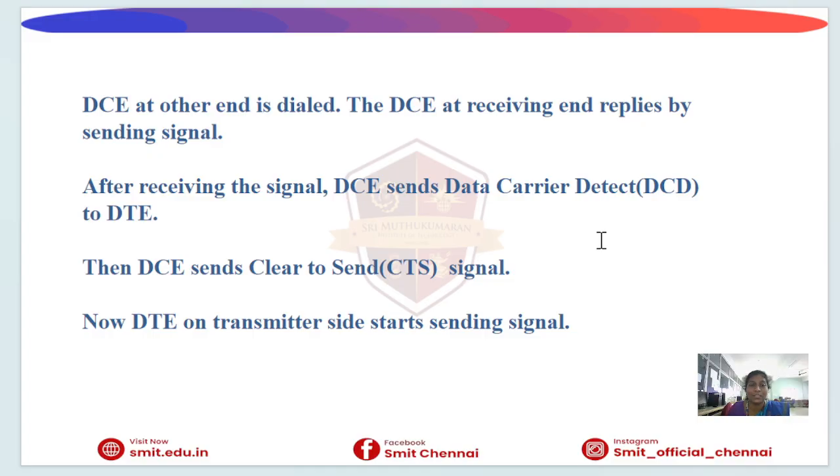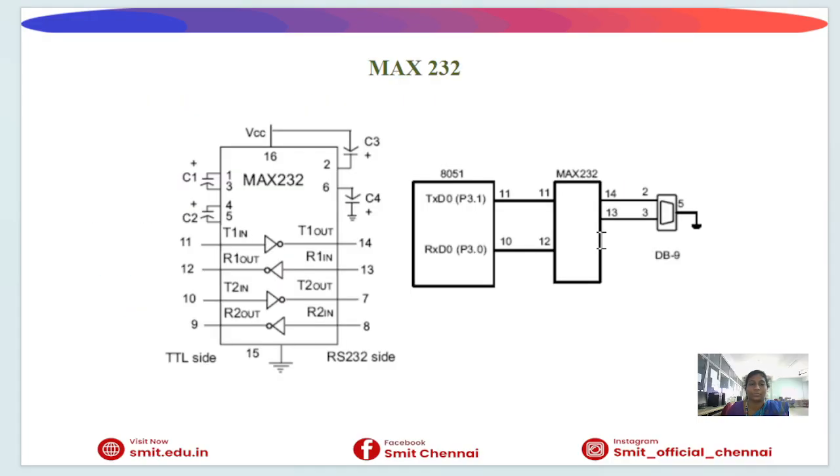Then the DCE sends the CTS signal. What is meant by the CTS signal? That is clear to send. The clear to send signal means you can now send data. Here the routes are clear, all set. Now you can send data. Then the seventh step is that data transmission begins. This handshaking prevents data loss during the transmission.